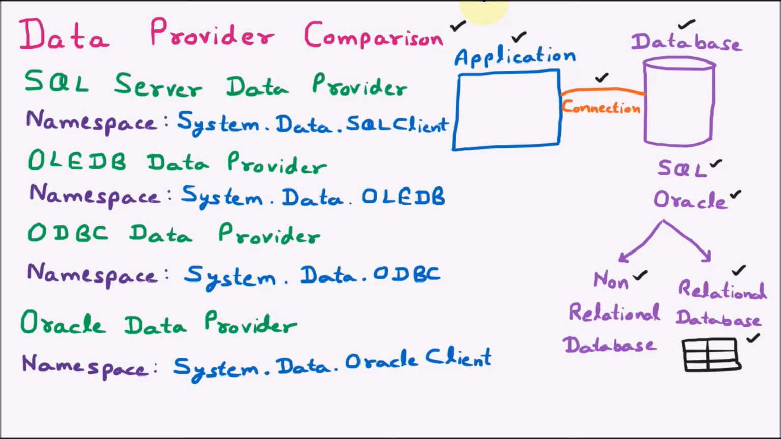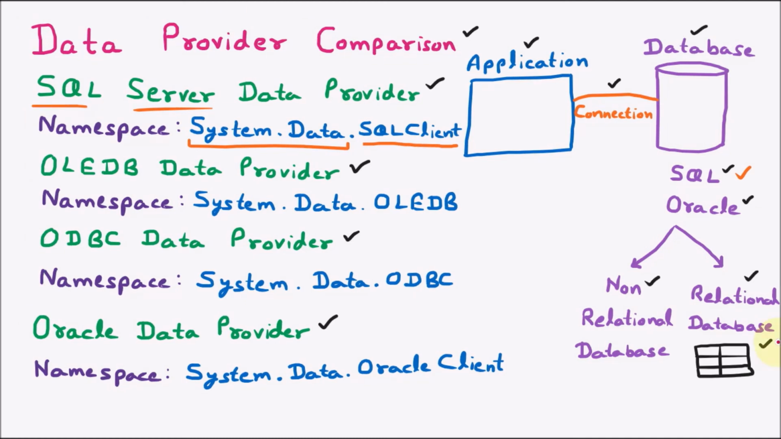Now, if we talk about the data providers, there are four. The first one is the SQL Server data provider. The second one is the OLEDB data provider. The third one is the ODBC data provider. And the fourth one is the Oracle data provider. The first one we are having is SQL Server. As the name signifies, if you want to connect with SQL only, then we need this SQL Server data provider. And we know that System.Data is the common namespace, and after that we provide SqlClient. So this is the first data provider.